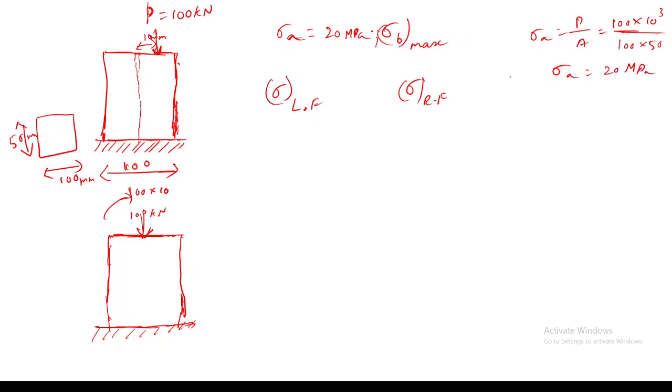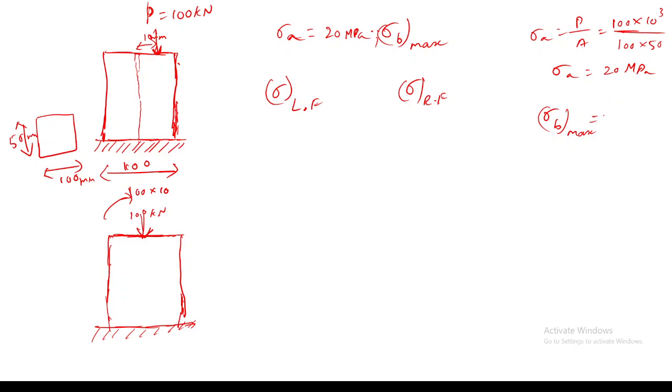And what is the value of sigma B max, or the maximum bending stress value? 6 MPa. Are you sure? Because I am having a different answer. Which value, sir? Maximum bending stress value. 24 MPa. 24 MPa, or I'm having the value as 12 MPa. So 12 MPa.